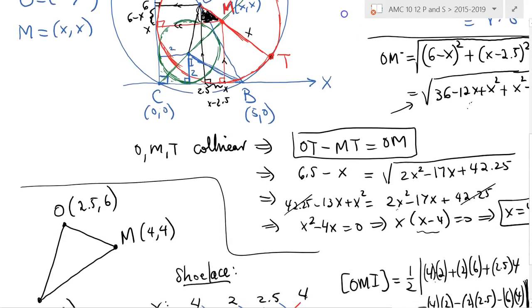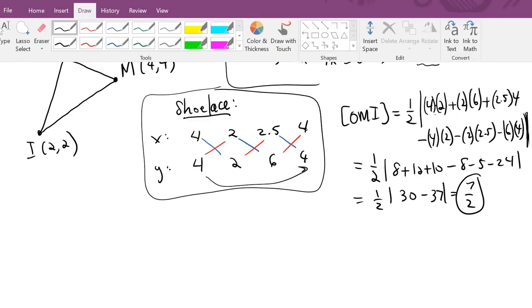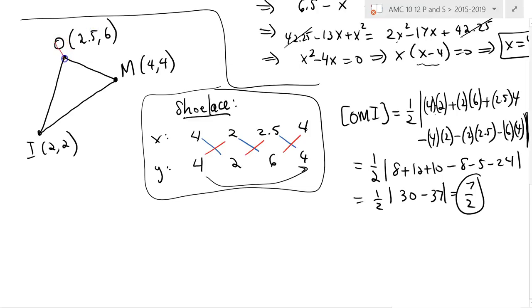There you go. A couple more remarks. If you forgot about your shoelace, which you shouldn't, an alternative way would have been to drop a perpendicular here and find this distance, and then find the area by just calculating the distance, with OM obviously being 4, 4, 2, 2. So you know that this is 2√2 here, right? All I need is the distance from the point O to IM. IM is on the 45-degree line, namely the line y equals x, so we can use the distance formula.